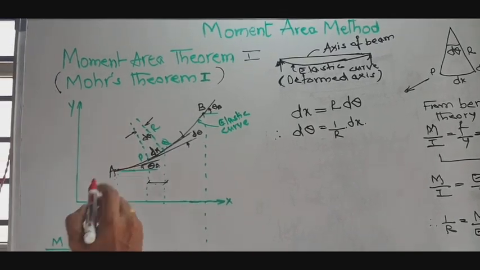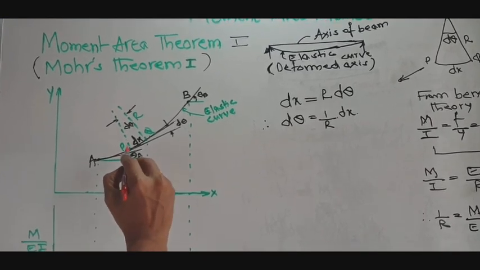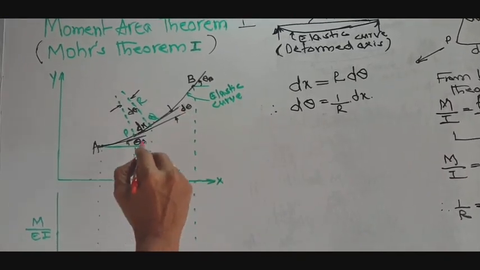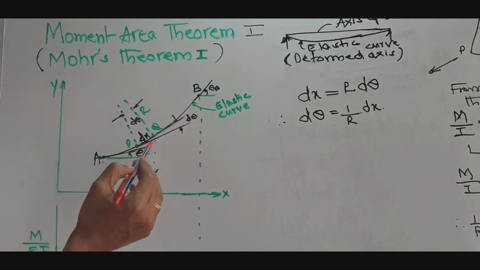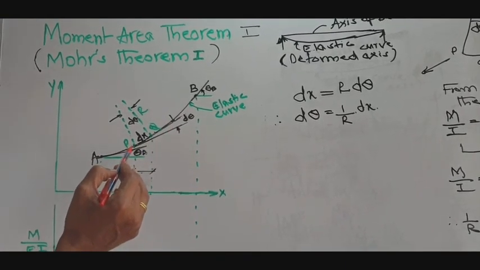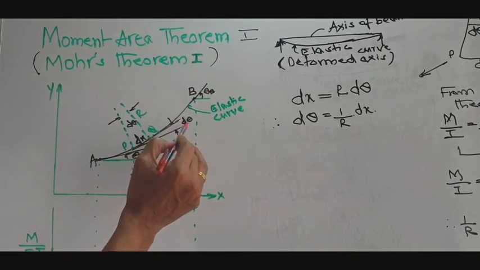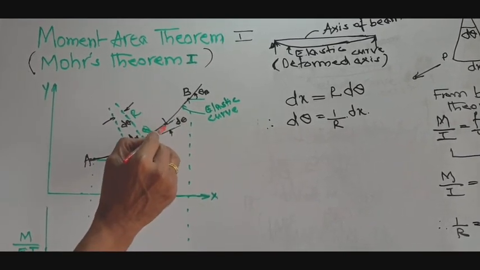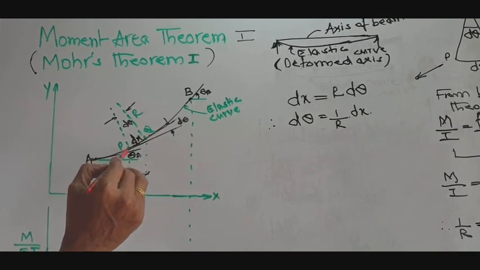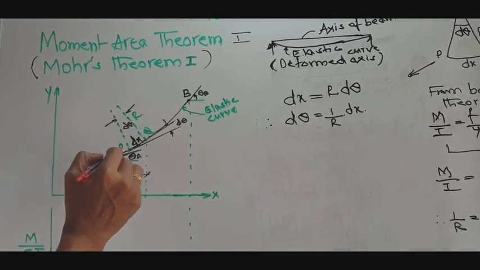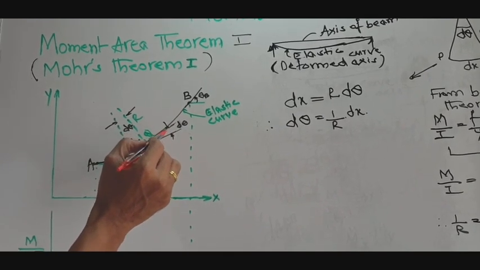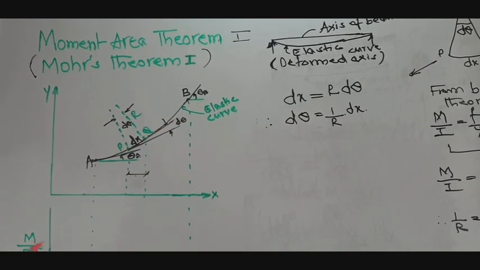Now let us draw the tangent at P. This will be the tangent at P, and this will be the tangent at Q. The angle between the two tangents drawn at P and Q, let it be d theta. This d theta is called the change in slope between the points P and Q. That means the angle made by the two tangents drawn at P and Q is nothing but the change in slope between these 2 points.